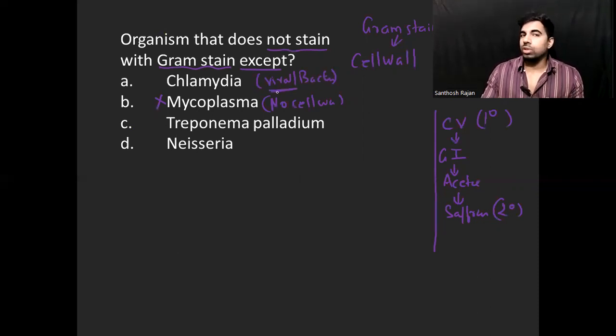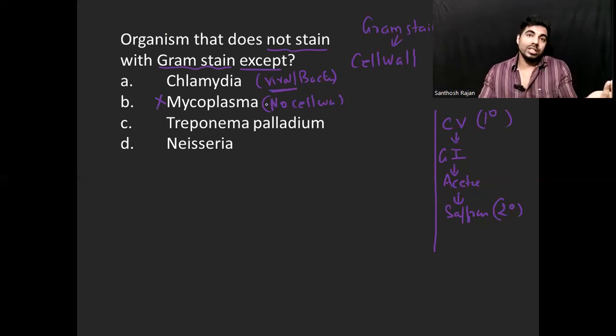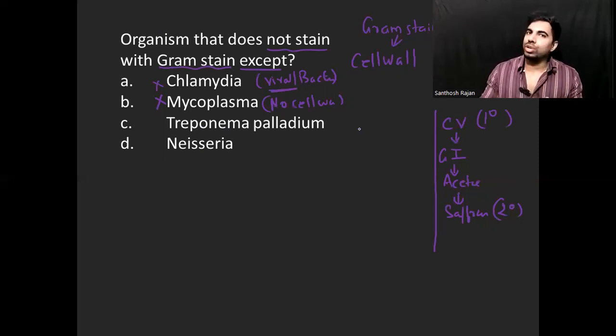So it has a viral property. If it is a viral property, then how will you do gram stain? You can't even see it through the microscope, right? So Chlamydia's gram stain is useless. Treponema pallidum, which causes syphilis, is a spirochete. Because it's moving, it usually moves like a crocodile and doesn't have a proper cellular arrangement like other bacteria. So Treponema pallidum, you can't stain.